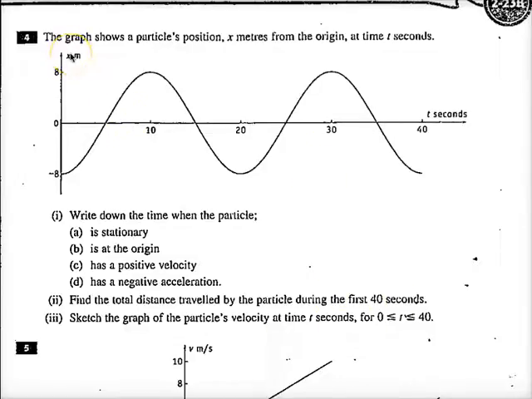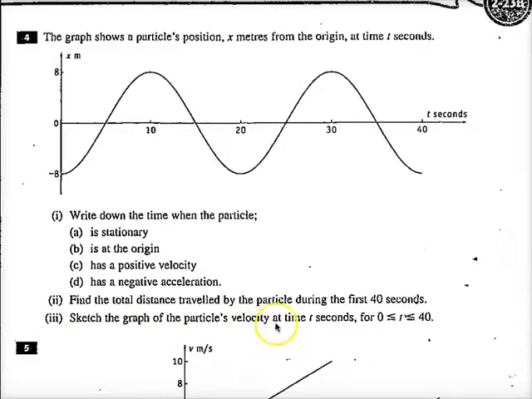Then you have to find the total distance travelled. Now this is a displacement curve. So for distance travelled, it starts at -8, ends up at +8, goes back down to -8, goes up to +8 and down to -8. So it's travelled 16 up, 16 back down, because it's 8 and 8. So 16, another 16, 16 and another 16. That's 16 times 4, which is 64 meters.